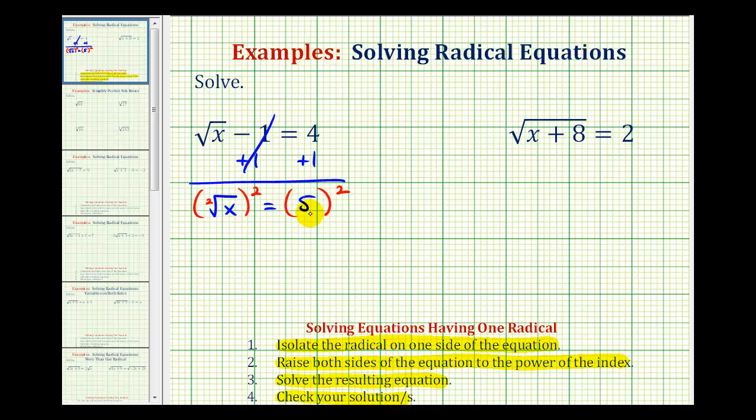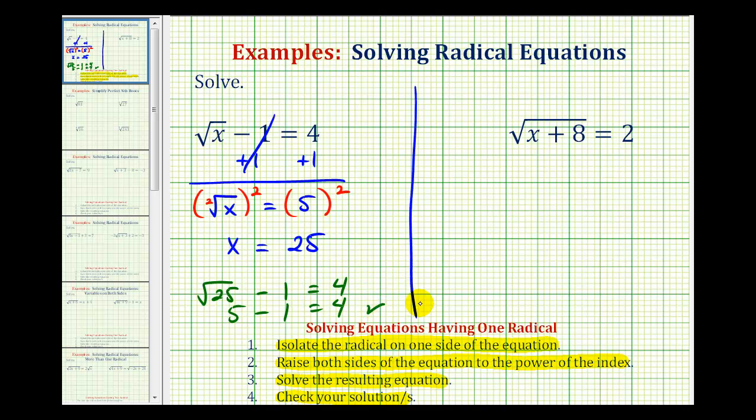Again, the reason to do this is, if we square a square root, this will simplify to just a radicand. The square root and the squaring undo each other. So we have x equals 25. Now let's go ahead and check our solution in the original equation. If we substitute 25 for x, we would have the square root of 25 minus 1 equals 4. And the square root of 25 is 5, and 5 minus 1 does equal 4, so it checks.